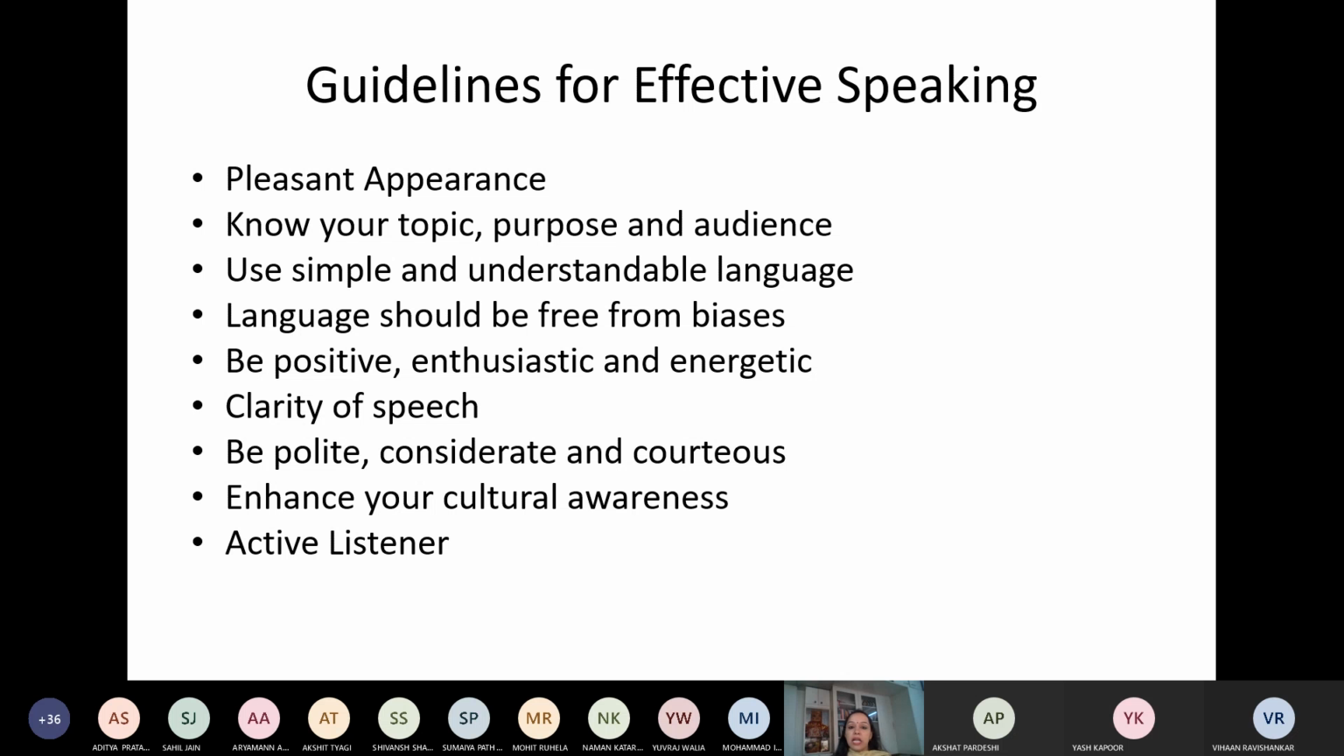Clarity of speech, I think clarity is something that we've already discussed so many times, that your speech should be clear in two ways: your pronunciation and your enunciation. Enunciation is the individual sounds in the word, and pronunciation is how the entire word is being pronounced. So there has to be clarity of speech and, of course, clarity of thought and ideas.